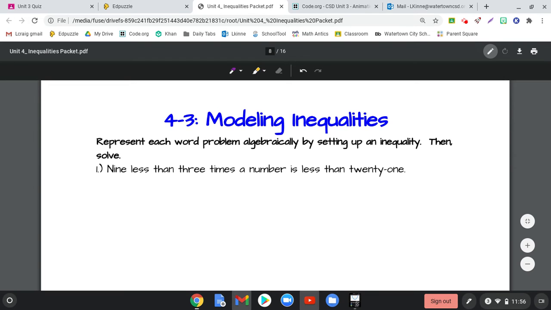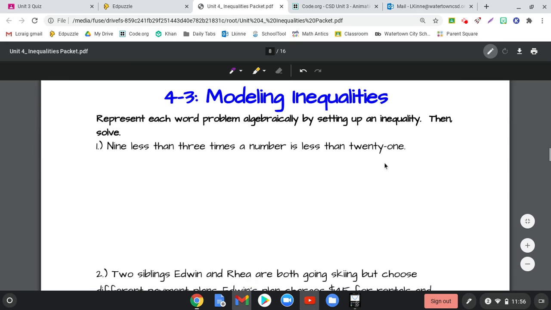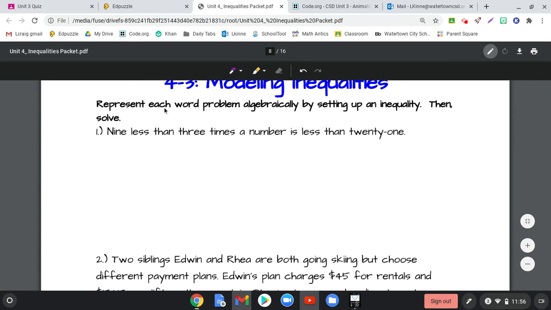And now time for everyone's favorite modeling inequalities, or as we like to call them, word problems. But don't worry, they're not so bad. Just remember back when we were doing word problems with equations, the equations make them a lot easier to figure out a lot of times.